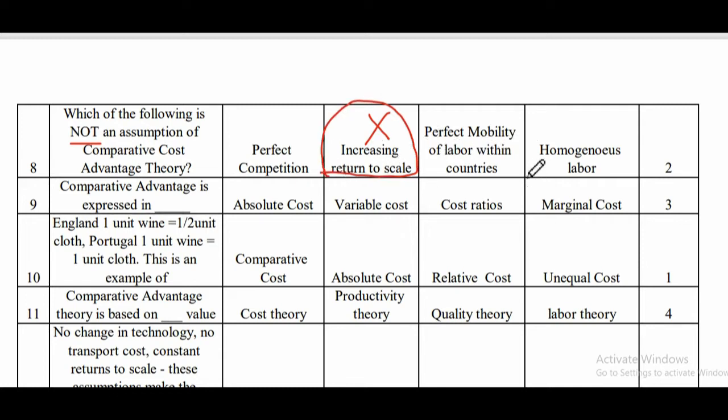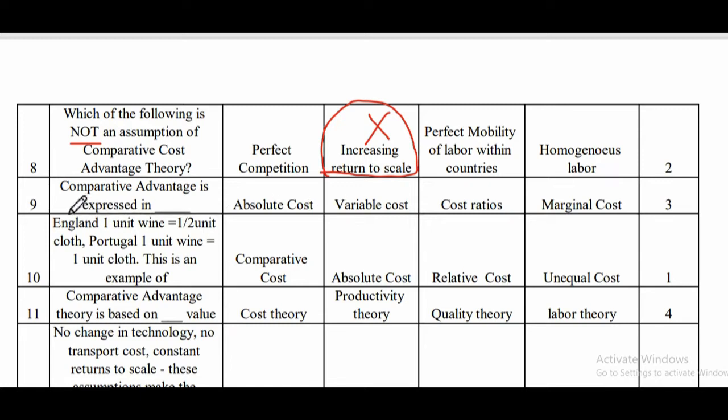We will read the third and fourth options also. The perfect mobility of the labor within the countries. Yes, this is the assumption of the comparative cost advantage theory. Even the homogeneous labor is also the assumption of comparative cost advantage theory.